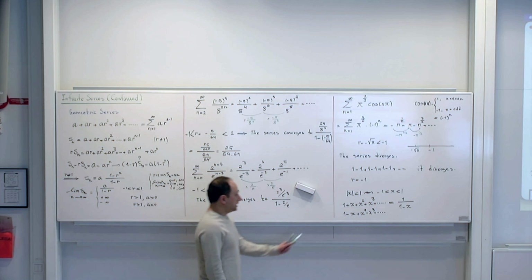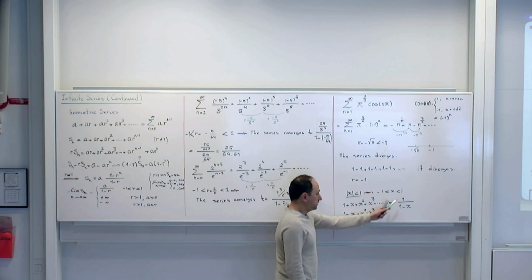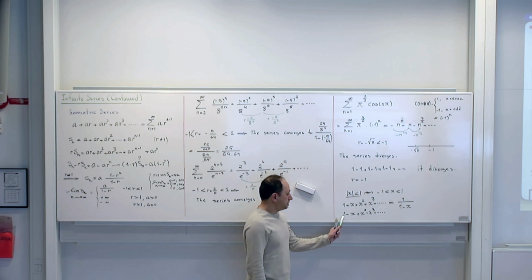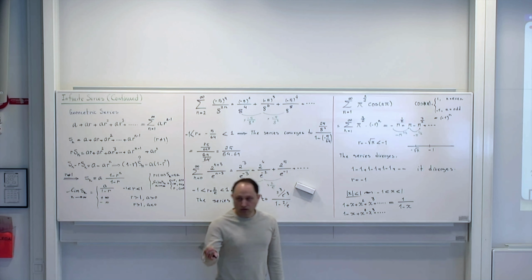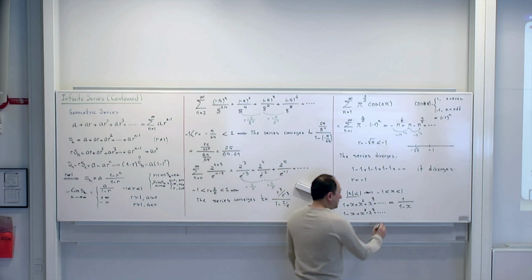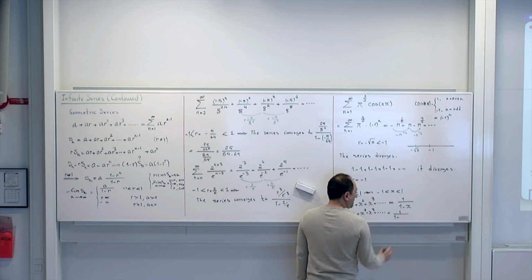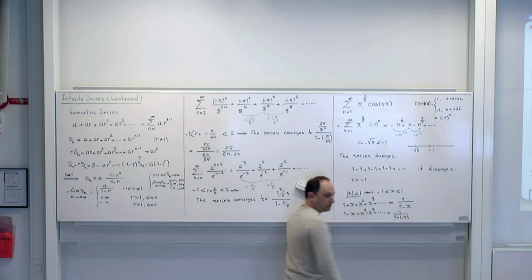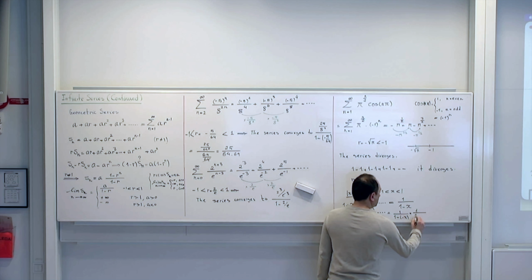Do you see that this is also a geometric sum under the same constraint? x is between minus 1 and 1. So what is the first term? The first term is 1, but what is the common ratio in this case? Minus x. If x is between minus 1 and 1, minus x is also between minus 1 and 1. So this series also converges. Converges to what? To the first term, divided by 1 minus the common ratio. But 1 minus minus x becomes 1 plus x.